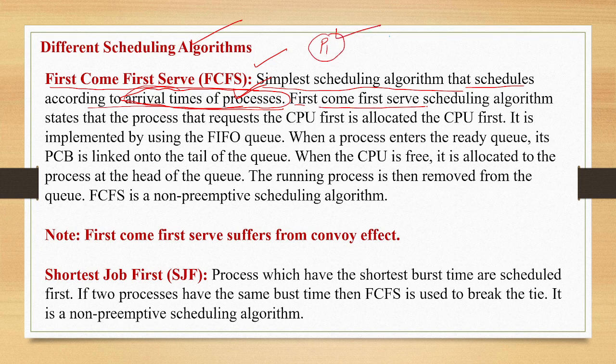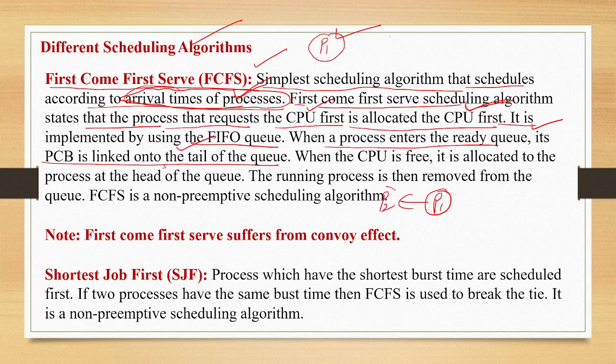The first come first serve scheduling algorithm states that the process that requests the CPU first is allocated the CPU first. It is implemented with the help of a FIFO queue. When a process enters the ready queue, its process control block is linked to the tail of the queue. That means the first process is executed first, and then the next process that came. Next, FCFS is a non-preemptive scheduling algorithm.